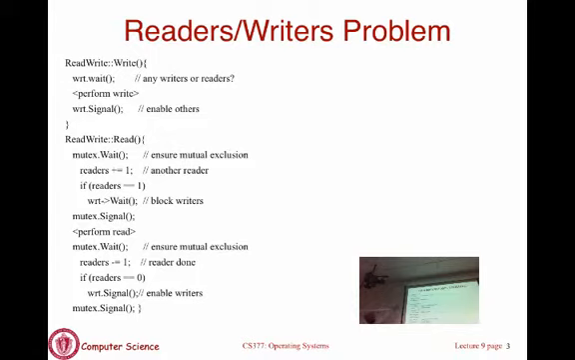And then when the writer leaves, it will do a signal that will cause the reader to be unblocked because it was blocked here. So it will go in, and then it does a mutex signal that will unblock all of the other readers one at a time, and they'll all go in parallel. So you do get parallelism for readers as well.